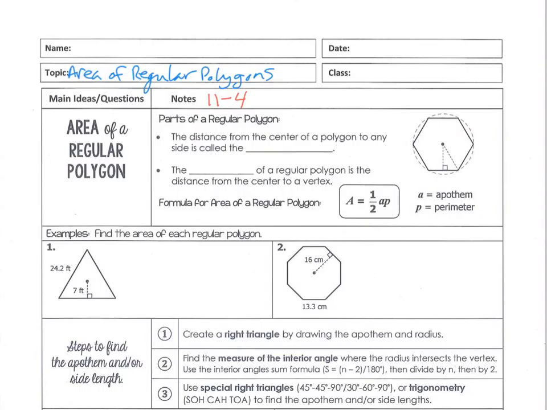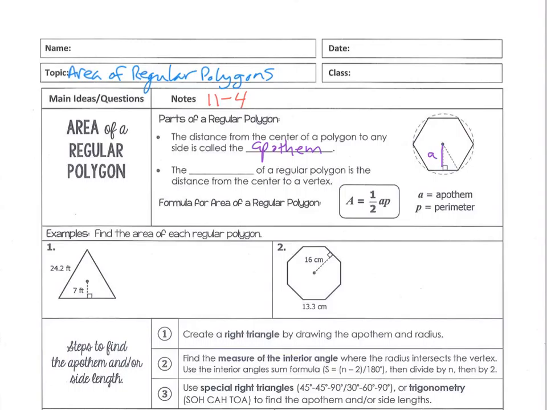So it is important to know the different parts of a polygon in order to find its area. So as we look at this, I would like you to highlight the distance from the center to any side. The distance from the center to any side right there is called the apothem. That's A-P-O-T-H-E-M, apothem. So this right here is the apothem.